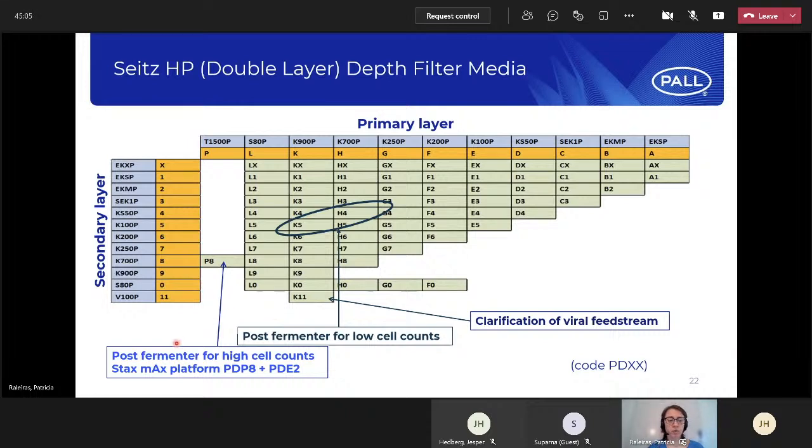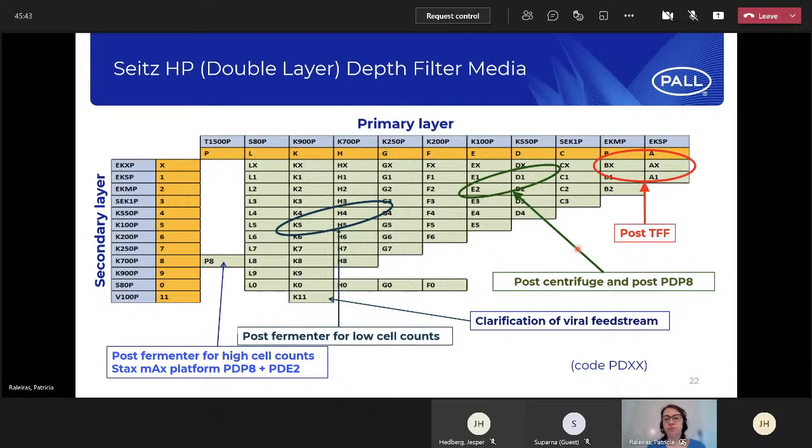In fact, it's part of what we call the StaxMax platform, developed for clarification of monoclonal antibody streams, which includes this PDP8 and the PD2, which is a finer filter that you find here. PD2 and PDD1 are both filters that can be used after the PDP8, but also after centrifugation if you use a centrifuge instead of the PDP8. Other filters have shown good results after a centrifuge, like the PDH4, so sometimes I recommend that.